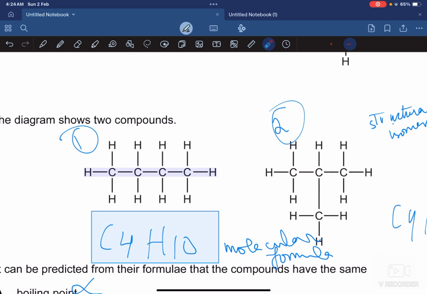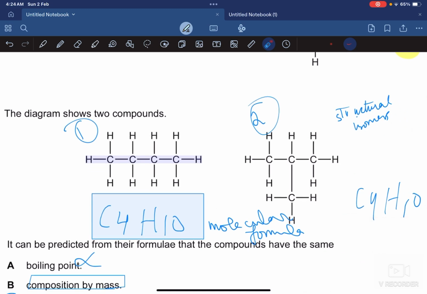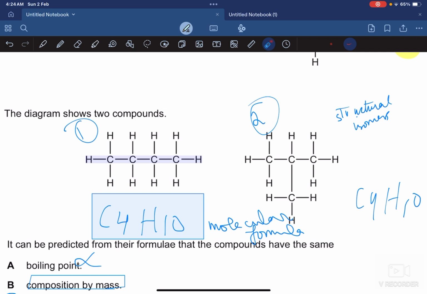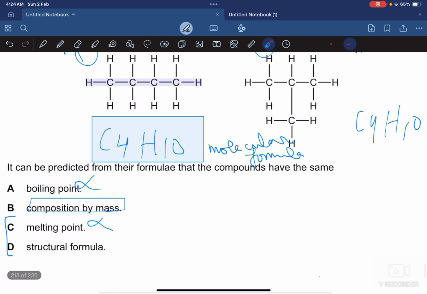I hope you guys got this. Okay, these both have the same molecular formula. It is also C4H10. This one's also C4H10. But the problem is, this one is straight chain. This one is branched. Okay, that's why they have different structures, the different structural formula.